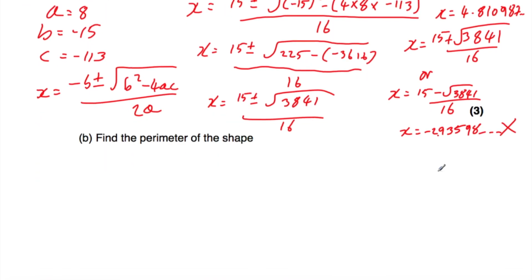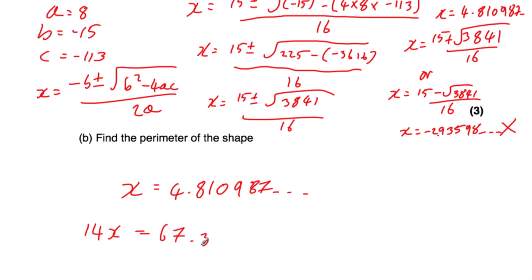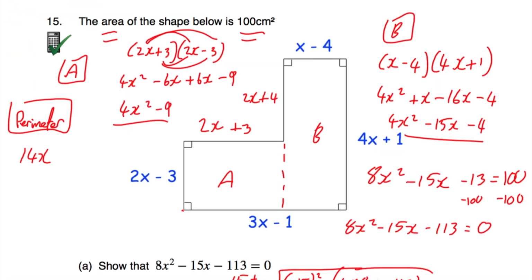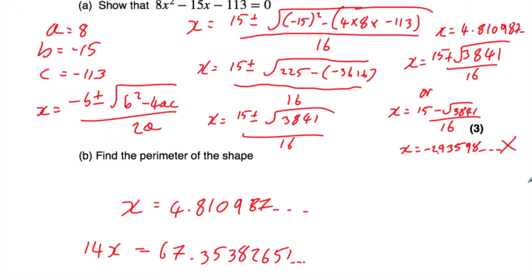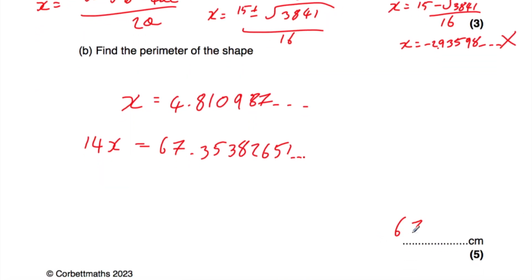So if we go back down here, we had that x was equal to 4.810987 and so on. And I've still got that on my calculator display. Because I know the perimeter is equal to 14x, I just need to times that by 14. So if I times that by 14, we get 67.35382651 and so on. And that's it. And in our measurements, here we've got centimeters. It's going to be measured in centimeters. And so our perimeter is equal to 67.354 centimeters to 3 decimal places. And that's it.